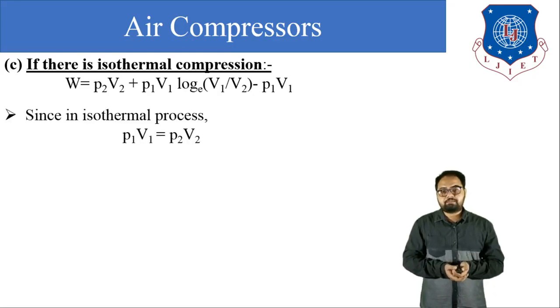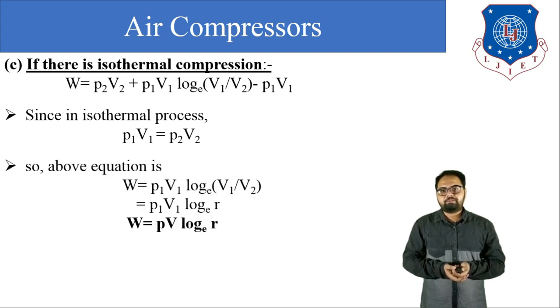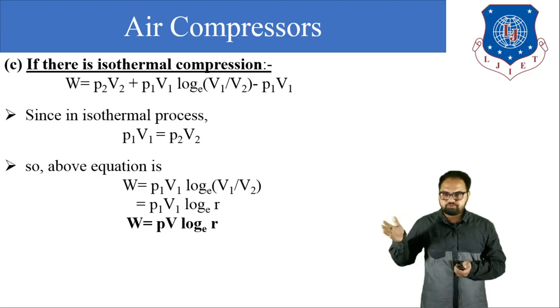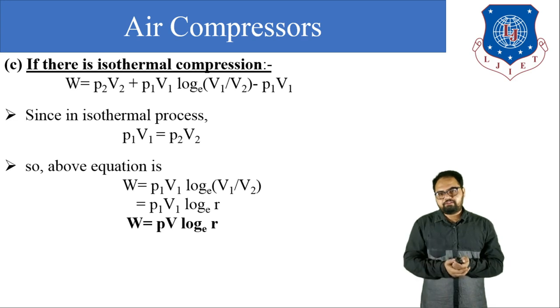So this is an isothermal process. That means P1 V1 is equal to P2 V2. So by putting the value P1 V1 is equal to P2 V2, we will get W is equal to P1 V1 log V1 by V2 base e, because P2 V2 is equal to P1 V1. So the P2 V2 and P1 V1 terms get cancelled, and the final equation will be P1 V1 log r base e. So W is equal to PV log r base e. So this is the work done during compression in case of non-clearance volume, in case of isothermal process.